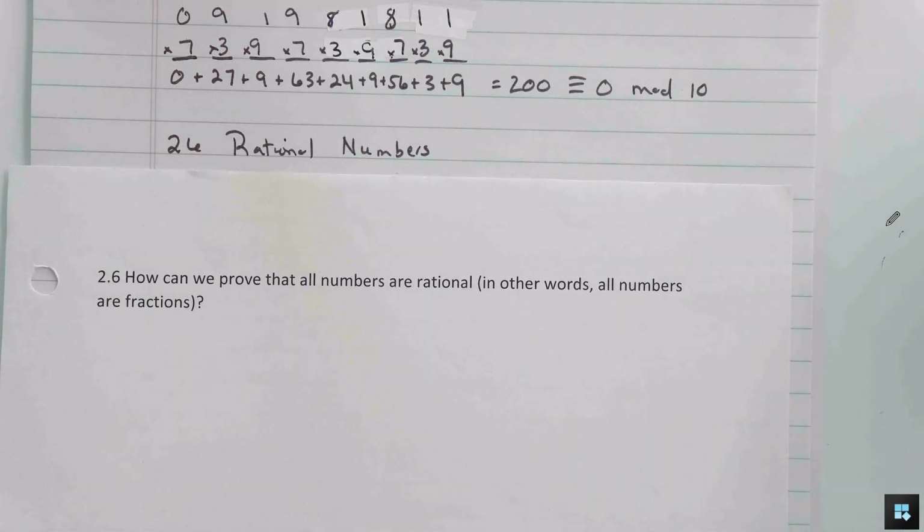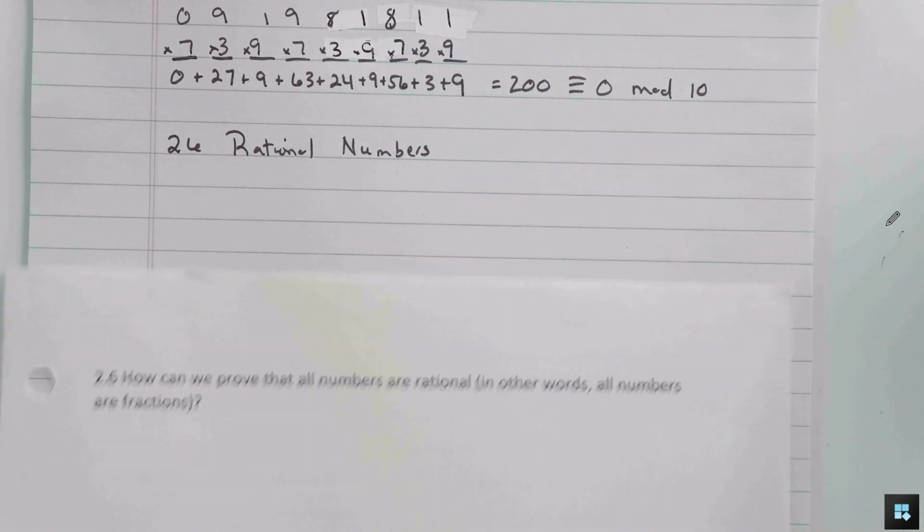Your author opens with a question we will be considering later. How can we prove that all numbers are rational? In other words, all numbers are fractions. There were several types of numbers that I said you'll need to learn the names of, and one of those sets is rational numbers, numbers that can be written as fractions. So rational numbers are able to be written as fractions.